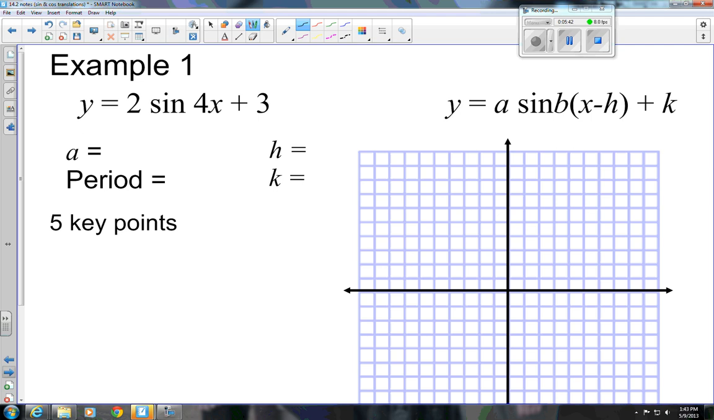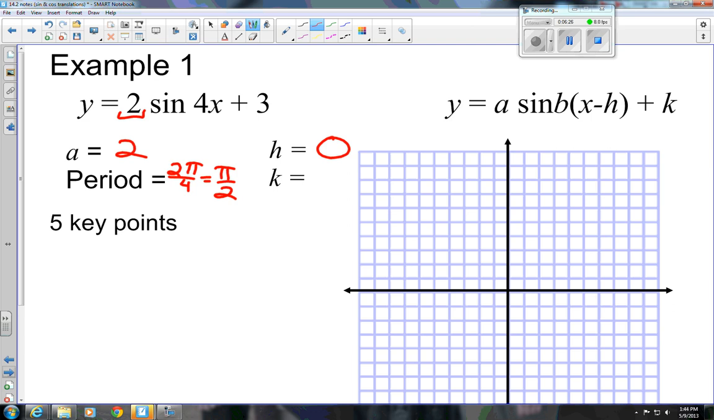When we pick this apart, what's going to be my amplitude here? 2. You guys know that part. Amplitude is 2. What's my period? 2 pi over 4, so that simplifies to pi over 2. Again, you guys know that; you should be pretty comfortable with that by now. Now, you look here and ask, is there any part in parentheses after the sine? And the answer is no. So that means my h is 0. If there's nothing in parentheses after the sine, the h is 0.